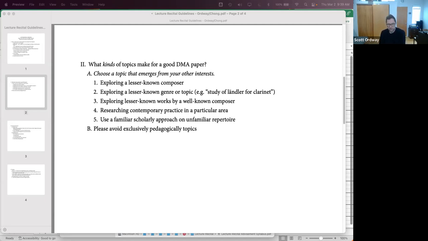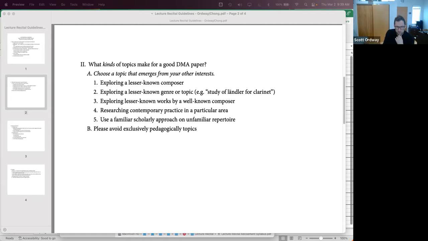We ask that you avoid exclusively pedagogical topics. Forgive the typo there. And so a paper that's just about musculature in piano students, or that's purely about how to teach something to students, is not really what we're looking for in this paper.